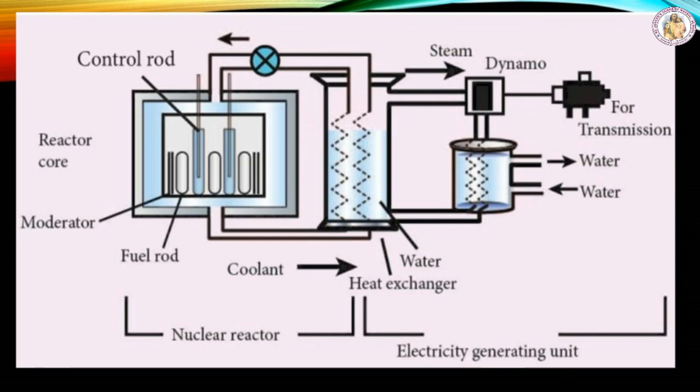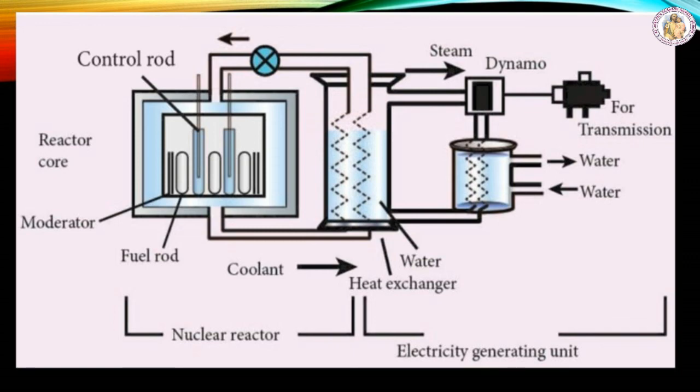Control rod. Control rods are used to control the number of neutrons in order to have sustained chain reaction. Mostly boron or cadmium rods are used as control rods. They absorb the neutrons. Coolants. A coolant is used to remove the heat produced in the reactor core to produce steam. This steam is used to run a turbine in order to produce electricity. Water, air, and helium are some of the coolants.